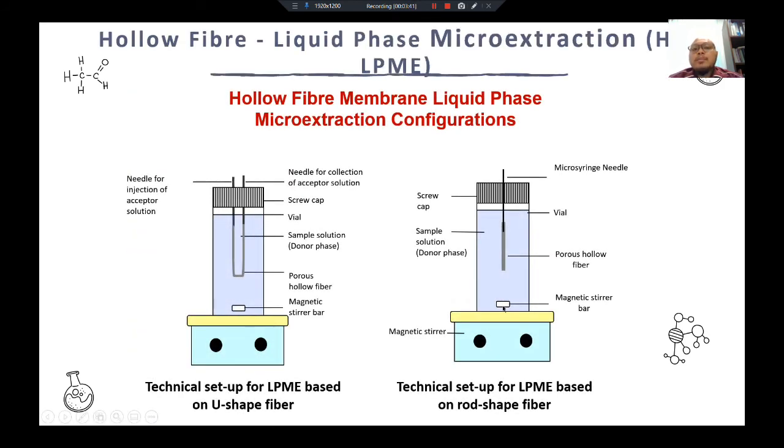So in hollow fiber membrane kita ada dua configuration berbeza. Okay, the first one, normal one macam ni lah. So just the rod shape fiber, maksudnya just straight way macam saya explain tadi, very simple. And then we can use this particular configuration, which is the U-shaped fiber. Okay, the U-shaped fiber gives us good advantages. For example, kita boleh letak lagi banyak lah kita punya sample donor solution, dan kita boleh replace the donor solution continuously lah.